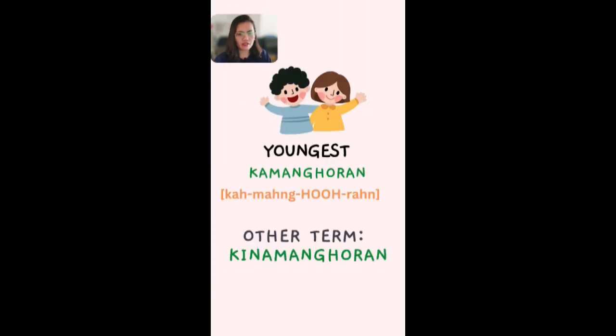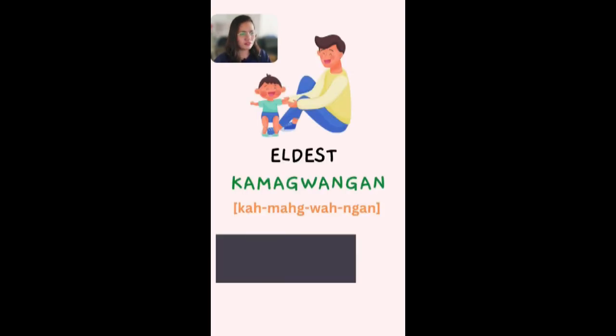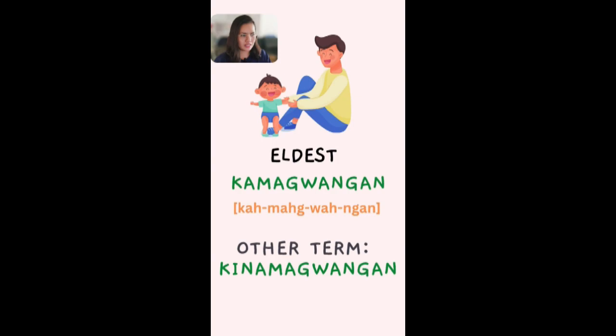So youngest is kamanghuran. Another term is kinamanghuran. Okay. Next one we have eldest. Eldest is kamagwangan. The other term is kinamagwangan.